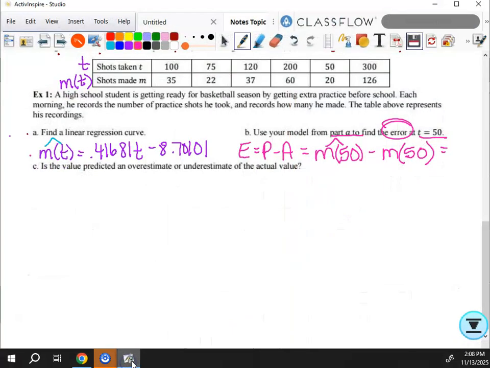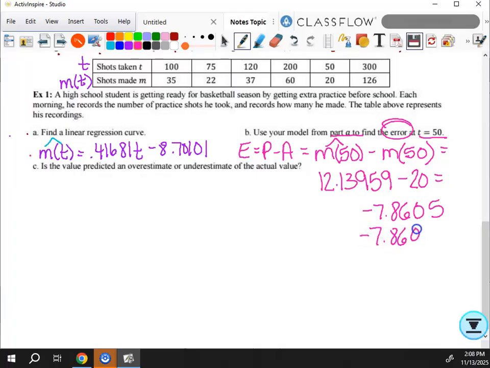Okay, well, 12.13959. And then I'm going to subtract what? 20. Okay. So then go ahead and do that. Subtract it. Is that what you got? Yeah, exactly. You got negative 7.86041.